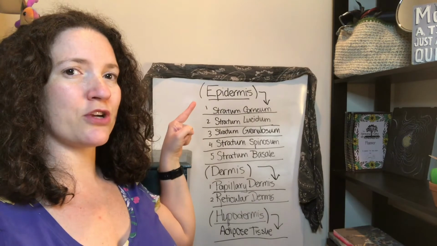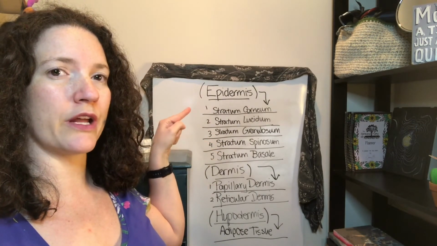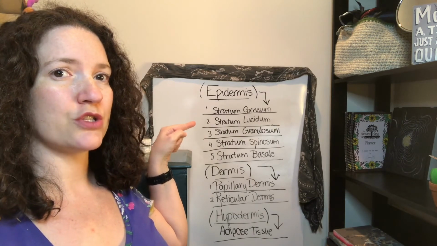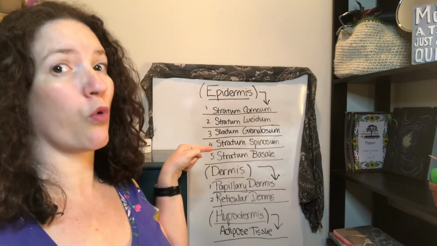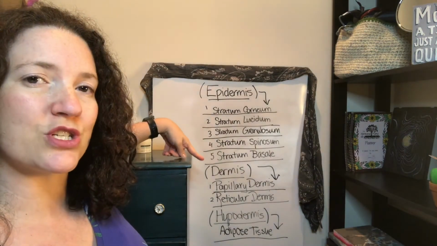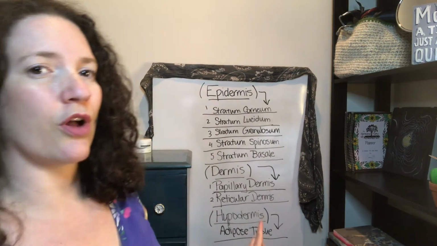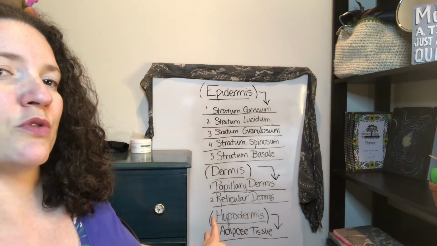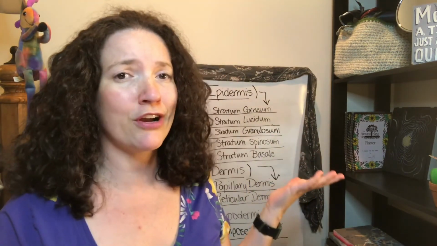So there you have it, all 8 layers of skin. You have your epidermis broken down into the 5 layers. We have our stratum corneum, stratum lucidum, stratum granulosum, stratum spinosum, and stratum basal or germinativum, followed by the dermis, which is broken into the papillary layer and the reticular layer, followed all the way at the bottom with the hypodermis, which is made up of mostly adipose tissue. There are your 8 layers.